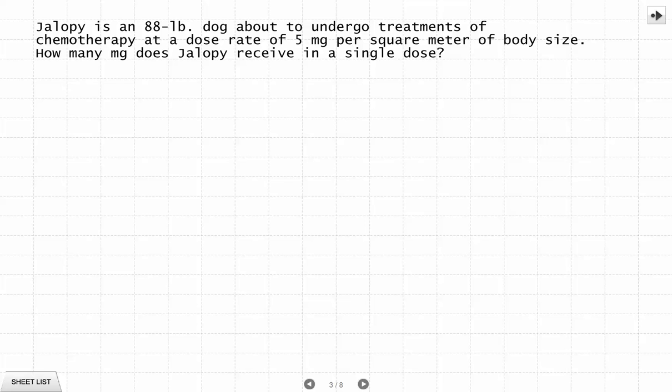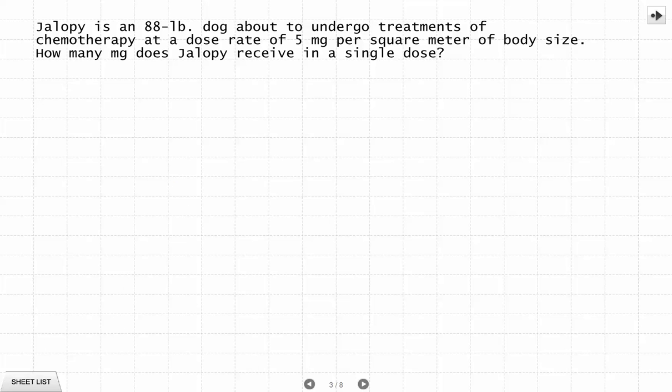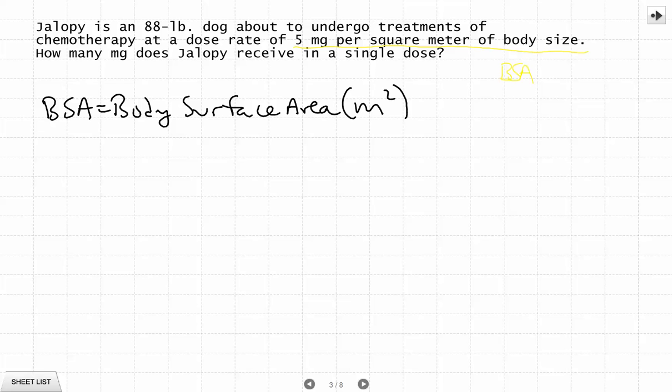So this phrase here, a dose rate of 5 milligrams per square meter of body size, is an indication that we are working with what is known as a body surface area problem. So BSA, which stands for body surface area, is a unit of measurement because it is an area that is a squared unit of measurement. So in this case, it's square meters.